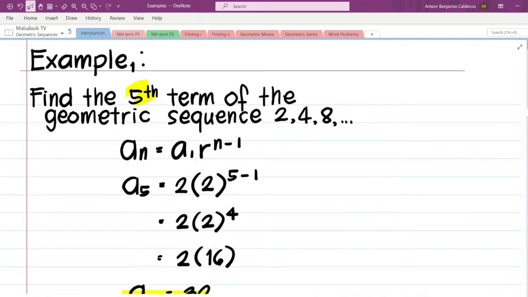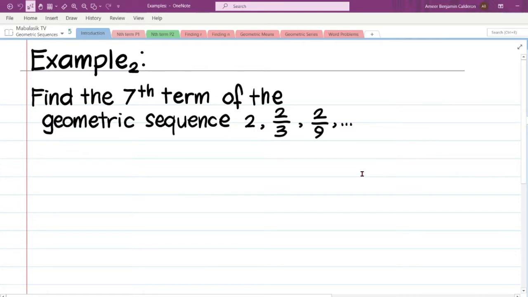Let us go to our second example. Example number 1 is way too easy because the terms are whole numbers. Let us try a mix of whole numbers and fractions for our second example. We have to find the seventh term of this particular geometric sequence, 2, 2/3, 2 over 9.